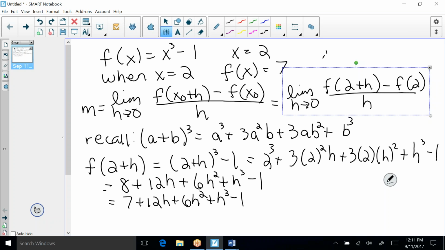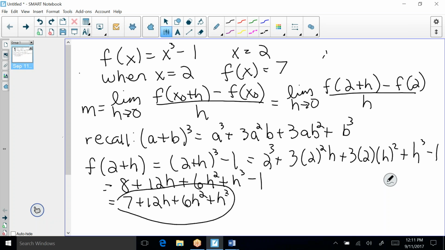Not minus 1, thanks. So let me erase that. Yeah, definitely not minus 1. All right, then we're going to take what we just did here and go back to our limit right here, and plug this, the 7 plus 12h plus 6h squared plus h cubed, into our limit. So I'm going to do that on another page.